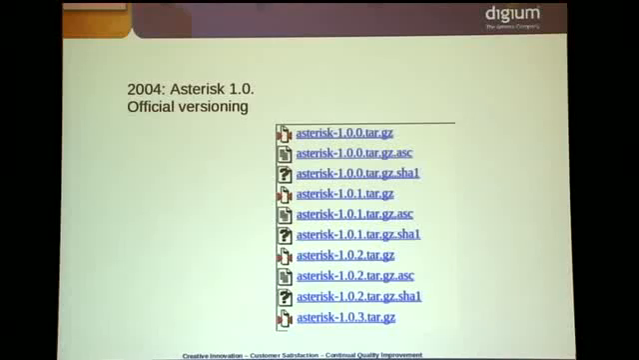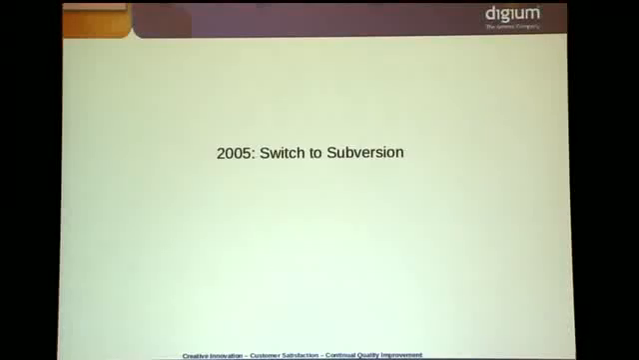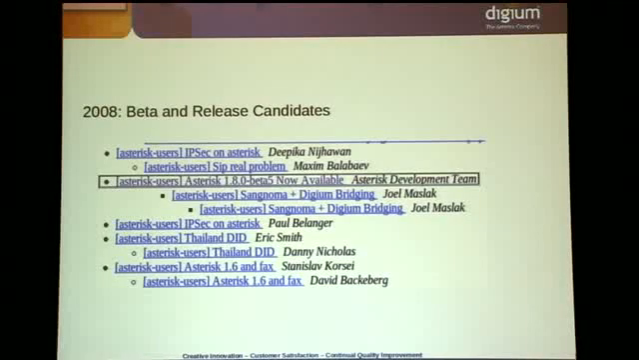In 2004, that's when Asterisk 1.0 was released, and we started coming up with versioning policies. And so it was easier to figure out exactly which changes would be included in which versions and everything. So another big change there. In 2005, that should say 2006, we switched from CVS to Subversion, which it's hard to believe we could ever have done anything without Subversion, really. And in 2008, of course, we started doing betas and release candidates, and a huge deal there.